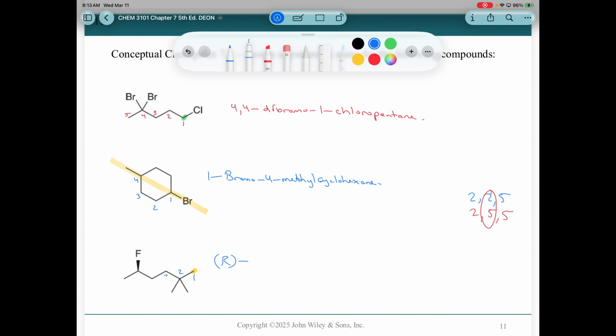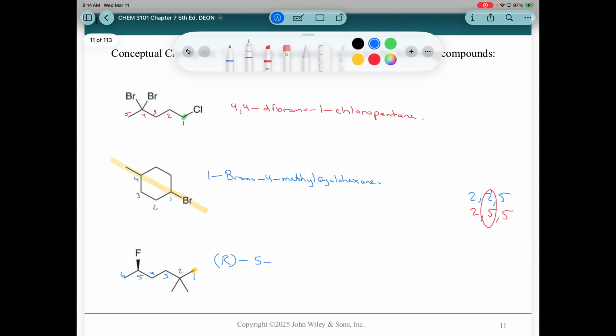So we've got 1, 2, 3, 4, 5, 6. Now we've got dimethyl and a fluoro. Which one of those is going to come first, the dimethyl or the fluoro? The fluoro, right? Because F comes before M in the alphabet. So we've got an R, 5-fluoro. We'll scribble that down, 5-fluoro. Remember, it's FLU. 5-fluoro. 2,2-dimethyl. Dimethyl, and we've got 6 carbons, so it is a hexane.